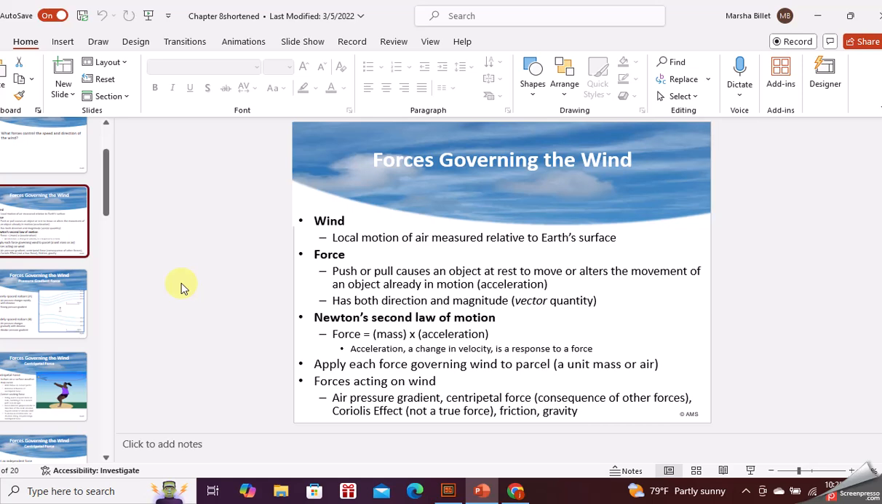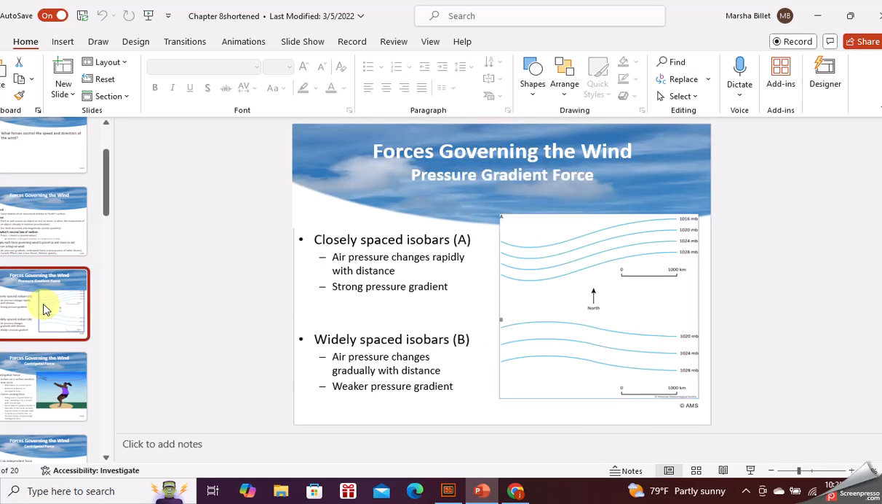Force is very simple. It's mass. So mass is how many molecules are in this little area. That is mass. Acceleration is how quickly you get those molecules moving in one direction. So the two combine to move the air. So there are certain factors that go into this. One of them is pressure gradient. All right, if the pressure gradient is very tight, the atmosphere hates that. So what it's going to do is try to get rid of that pressure gradient.